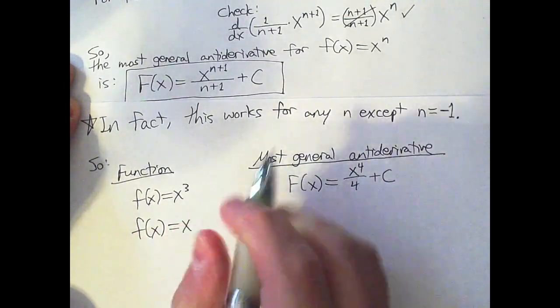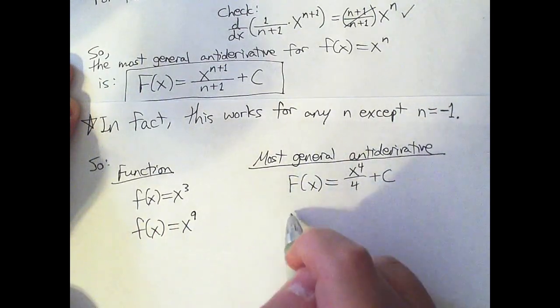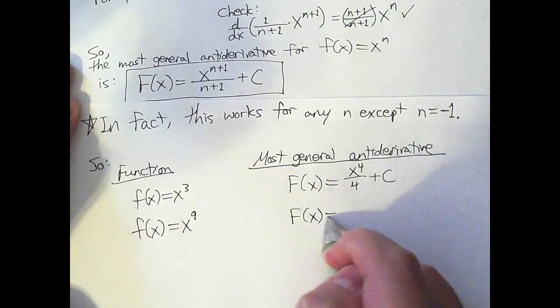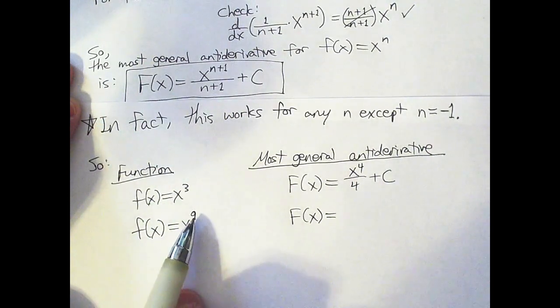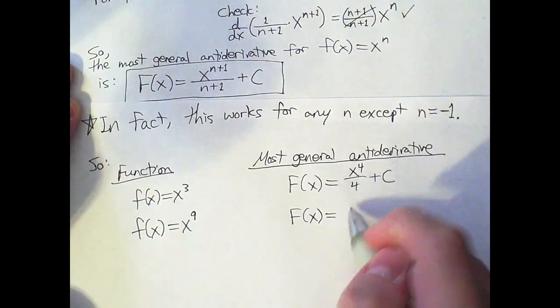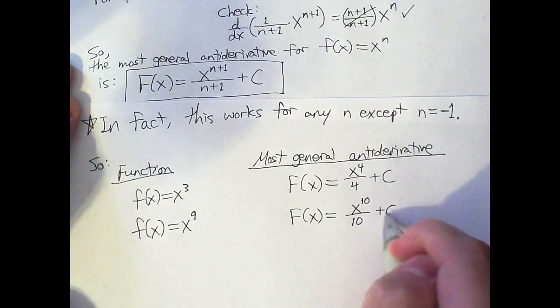What if I asked you this for x to the 9? You could use this rule. You add 1 to 9, right? So it would be x to the 10 over 10 plus c.